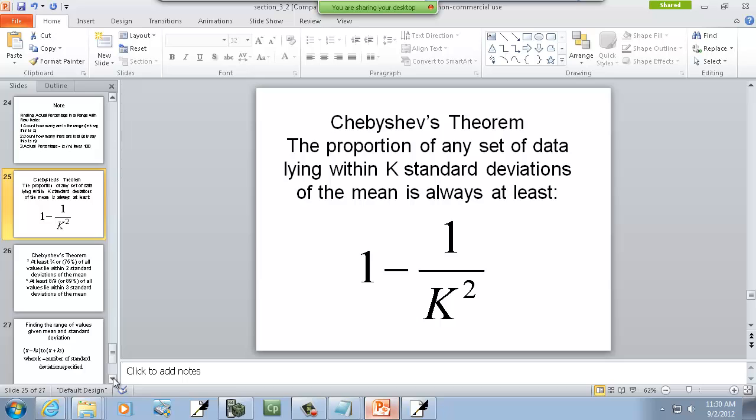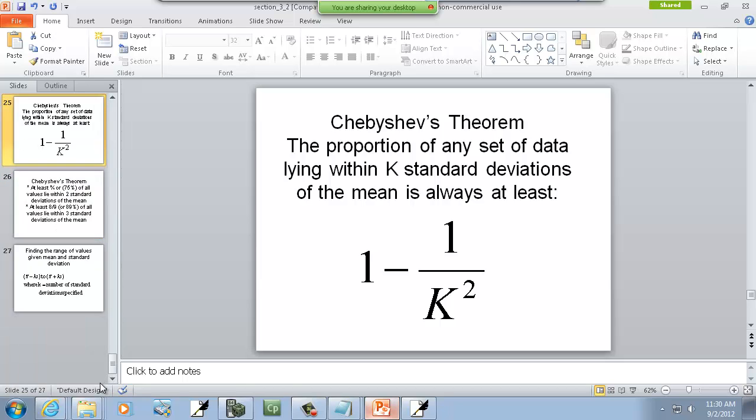Now we got Chebyshev's theorem. The empirical rule is if it's bell-shaped. And Chebyshev's theorem says the proportion of any set of data lying within k standard deviations of the mean is always at least this. Now the neat part about Chebyshev's theorem is it does not have to be a bell-shaped distribution. You'll find that this will hold true whether talking about skewed left, skewed right, or even the bell-shaped.